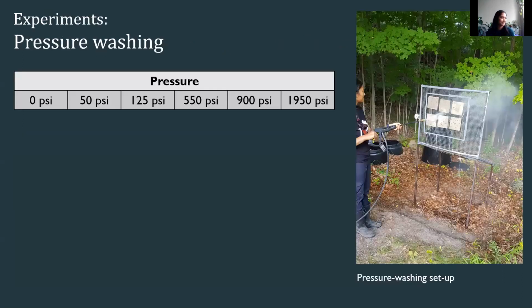So already an improvement. And finally, our last experiment was done to determine the efficacy of pressure washing. So here we tested a range of pressures from 0 to almost 2000 PSI. These were delivered using commercially available electric pressure washers, and 0 PSI here corresponds to no washing.